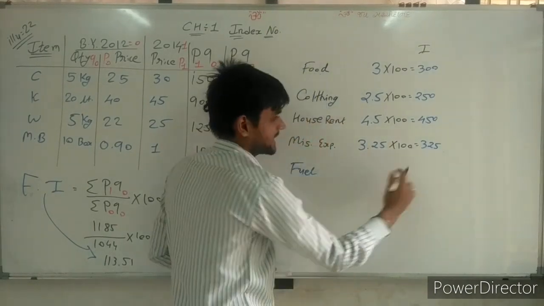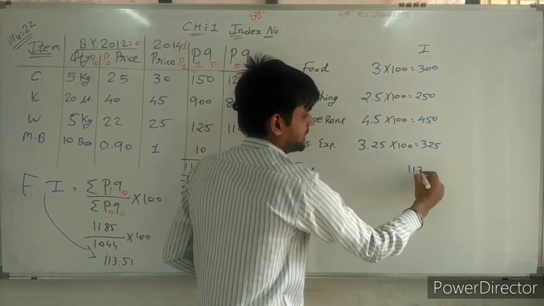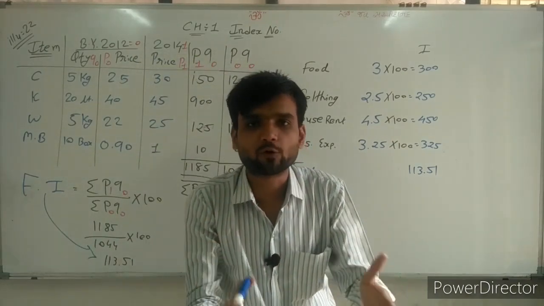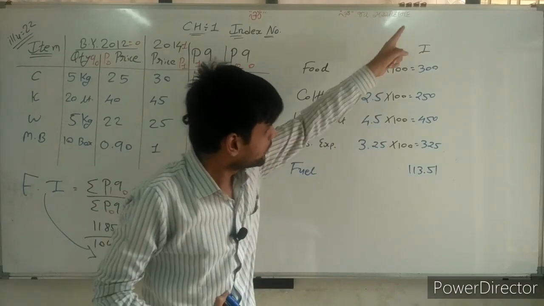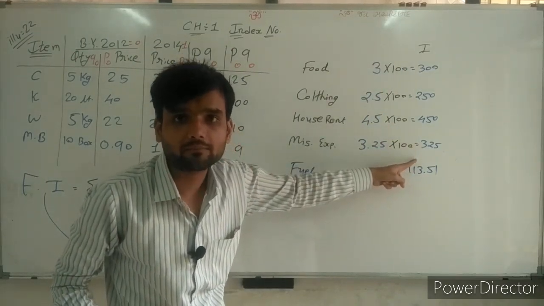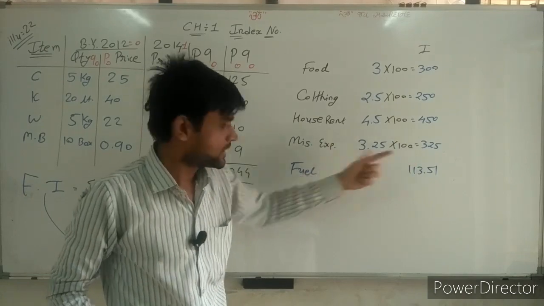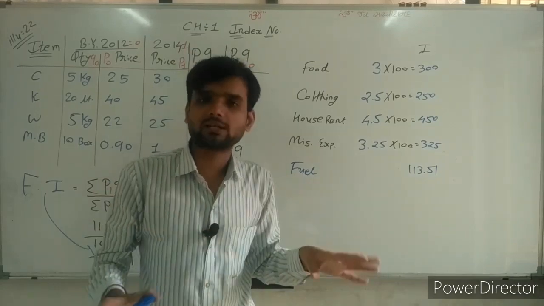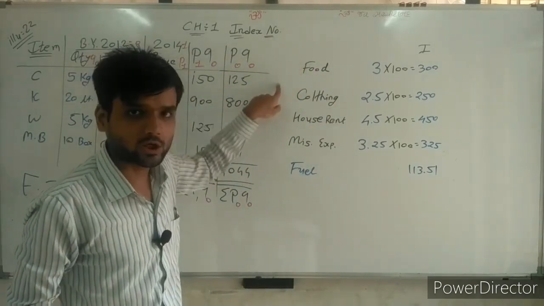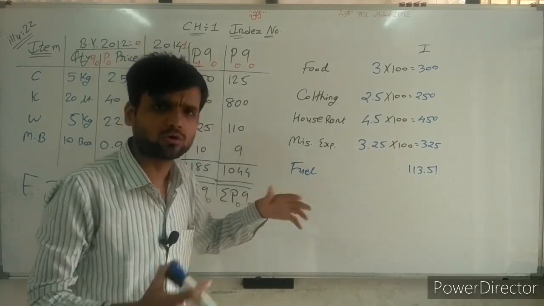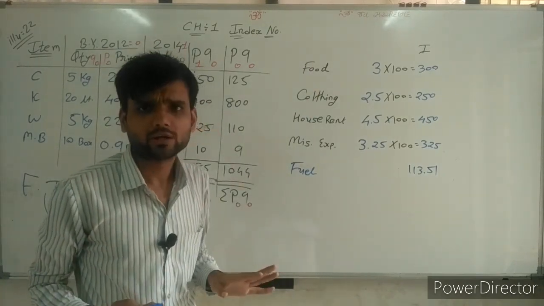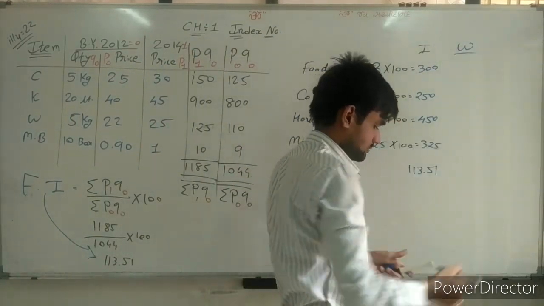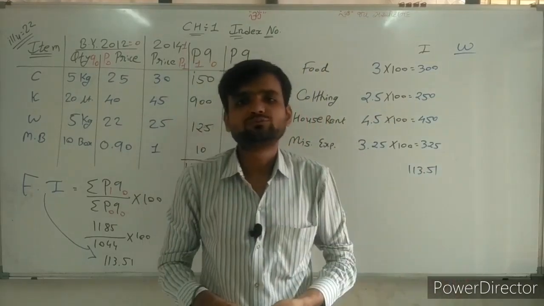So fuel index 113.51. After reading this information, what am I getting? Values of the other items' index numbers. The fuel index number we have already found here. Now for the life, whatever is needed is completed. Food, okay. Clothes, okay. House rent, miscellaneous, fuel, everything is complete. So I is complete. Now we are talking about W.